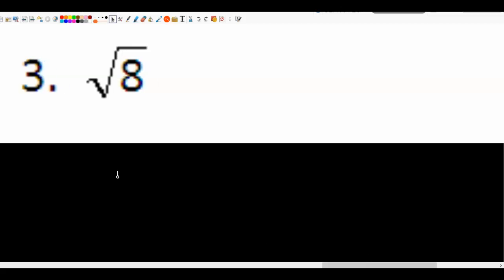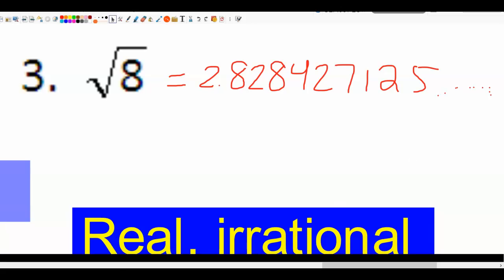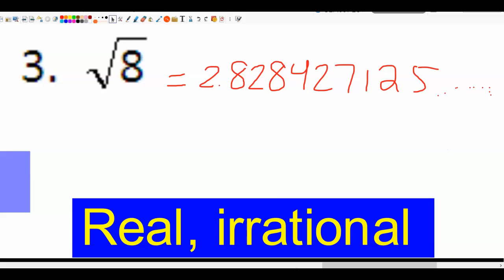Now, if you type in the square root of 8 on your calculator, you get 2.828427125, and it goes on and on and on. So this is a decimal that is not repeating. It doesn't have a pattern. Therefore, the square root of 8 is irrational and real. So the square root of 8 is a real irrational number.